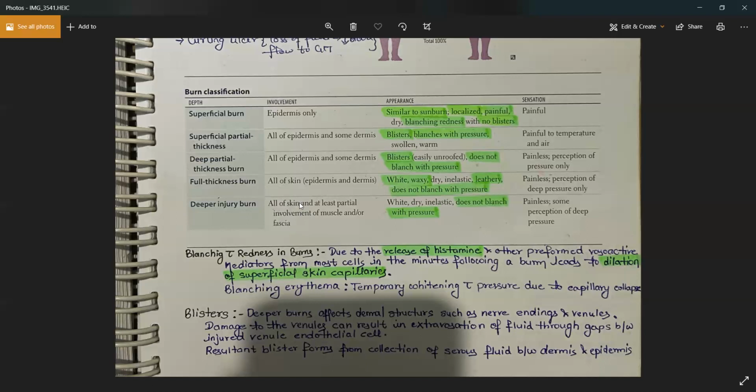Any doubt on the classification? No, thank you. Now, whenever you have a burn, you're having a loss of the epidermis. And one of the major functions of the epidermis is to prevent heat loss, right?